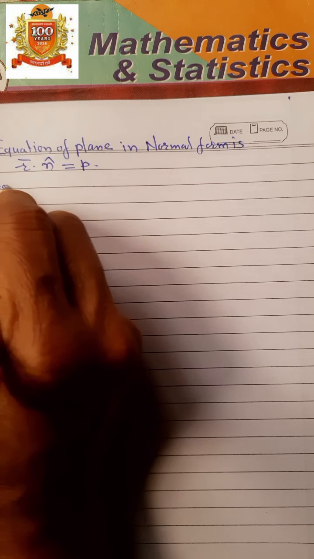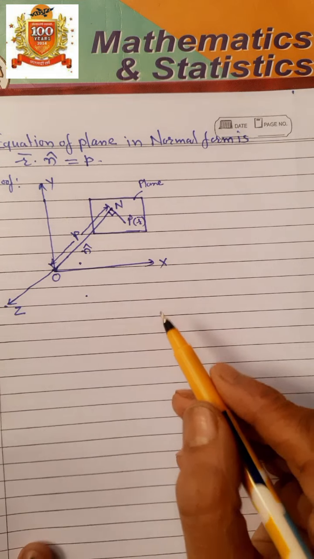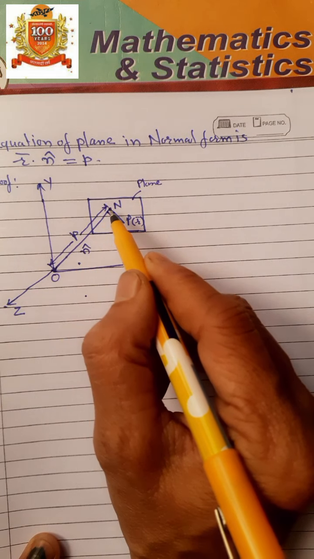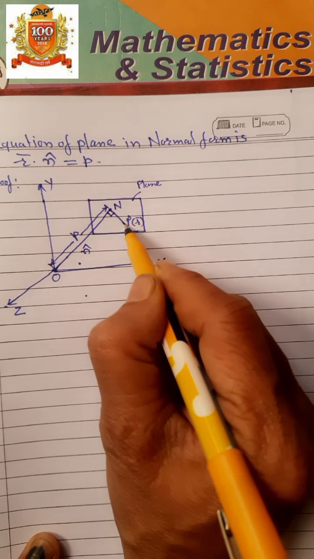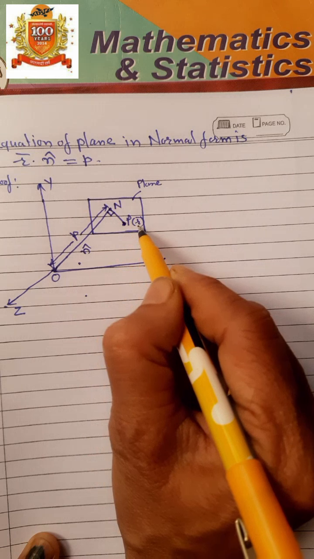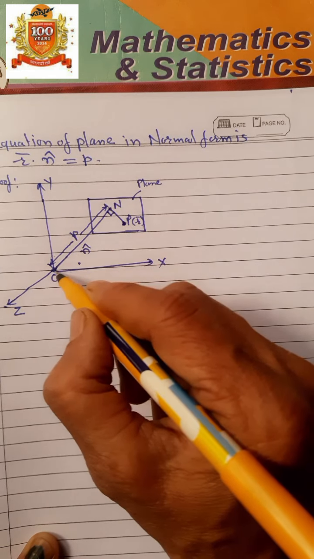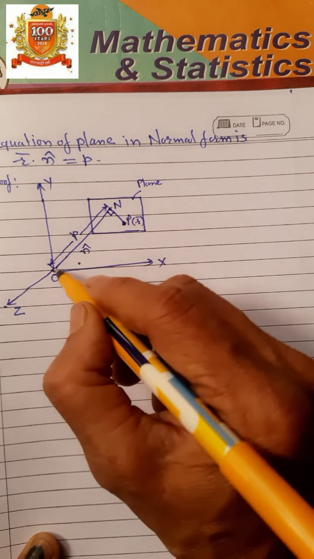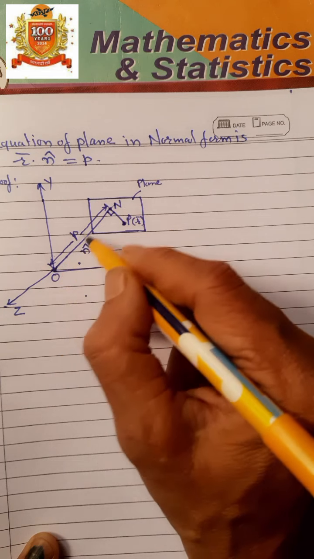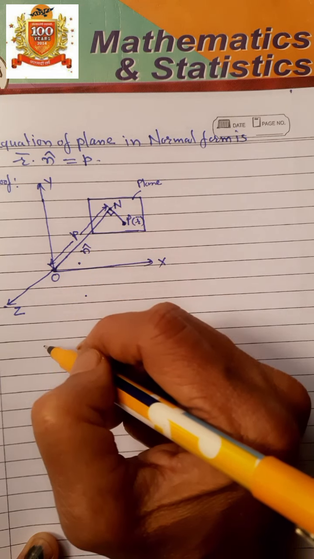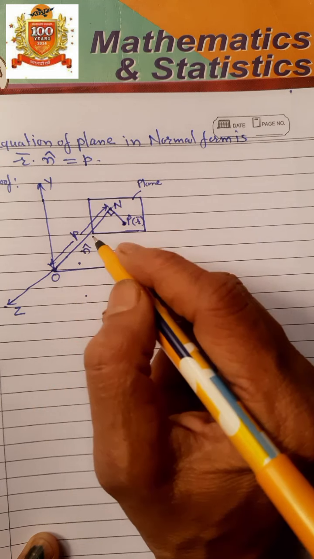Proof. Let us see. This is a plane. This is a point N which is on the plane. Let P be any other point on the plane whose position is r bar. Join ON. Now ON becomes a normal to this plane, isn't it? And distance ON is equal to p. N cap is the unit vector along the normal, isn't it?